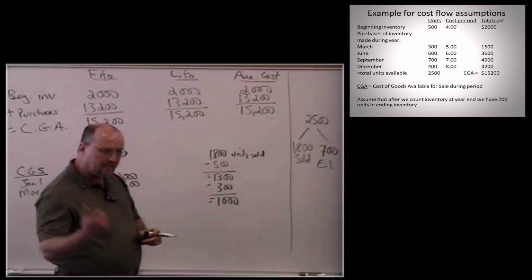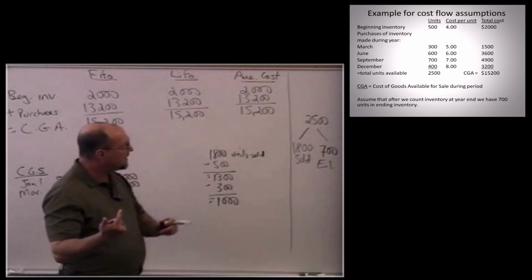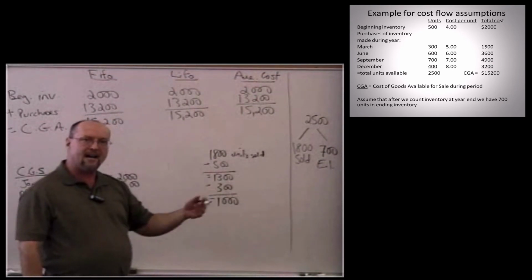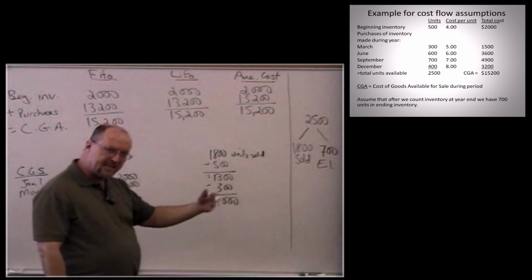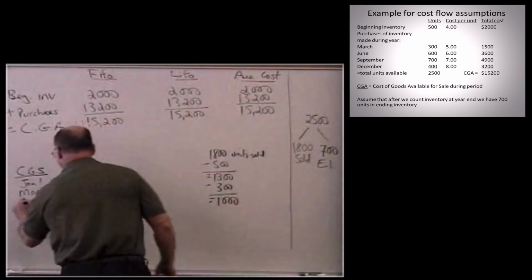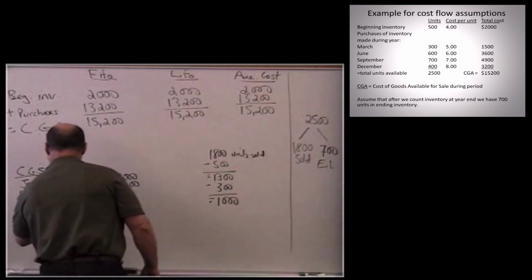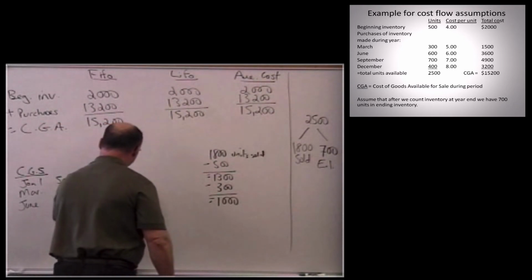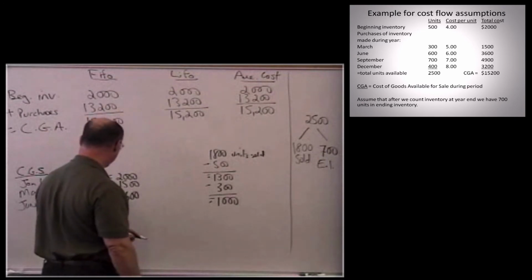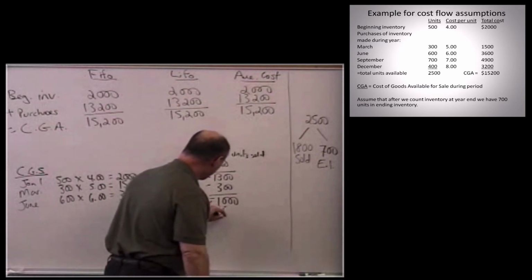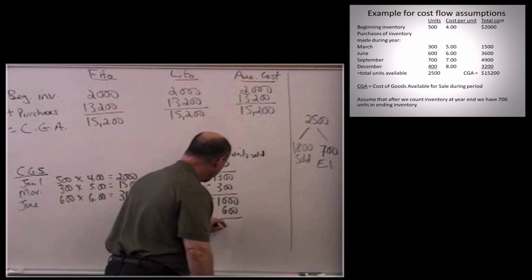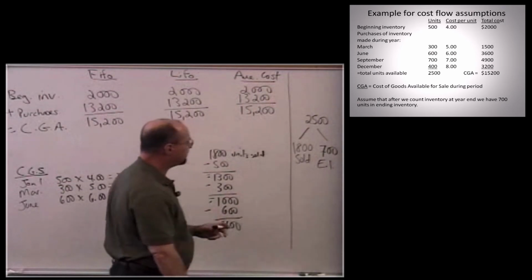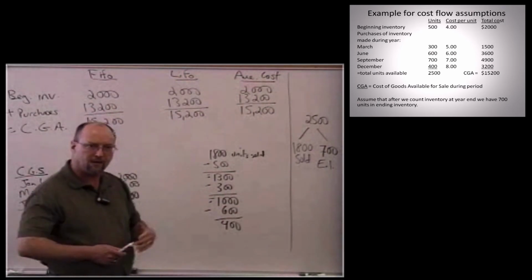So beginning inventory is gone, March items are gone. I'm going to assume that I sold the June items next, first in, first out. They were the next ones in. So June, 600 items times $6 each is $3,600. I'm going to subtract those 600 units, and I have 400 units left that I have to account for.